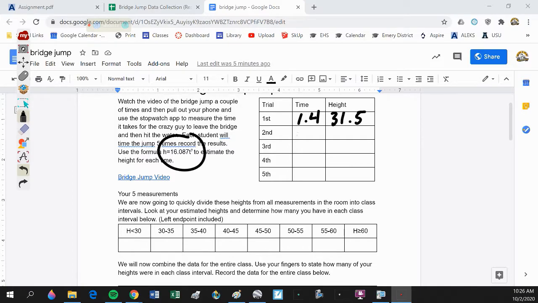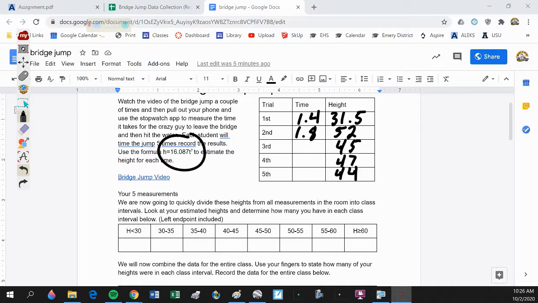And then let's say that my next one was 1.8. That would give me 52 feet. And let's say I end up with 45, 47, and 44.